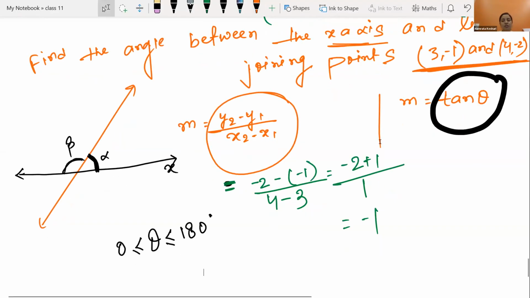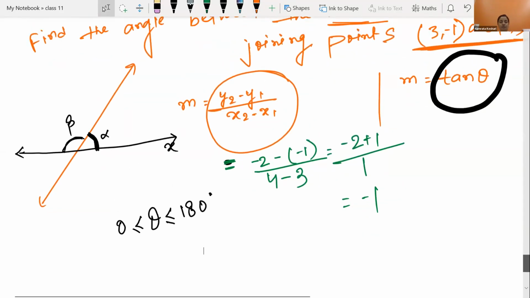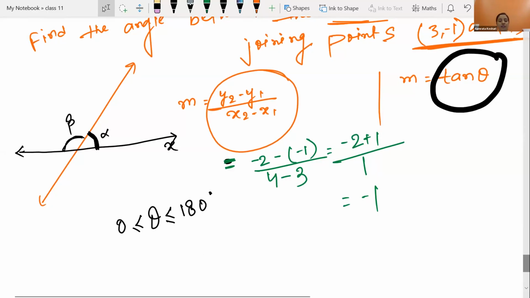Again, applied students will face difficulty. Just a second. Because they have not done these things, how to take the angle. Otherwise, Nabila and Aisha, you will be able to find theta if I am saying specifically it lies between 0 to 180, right? Yes. Just a moment.